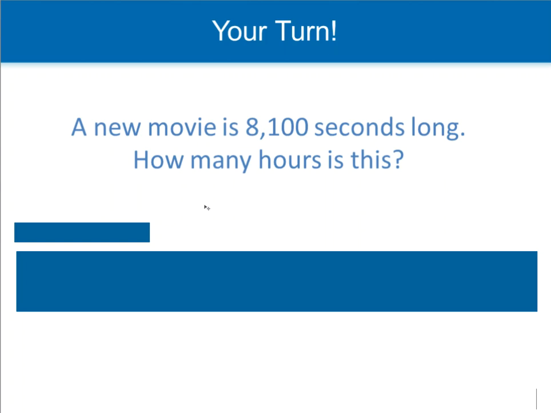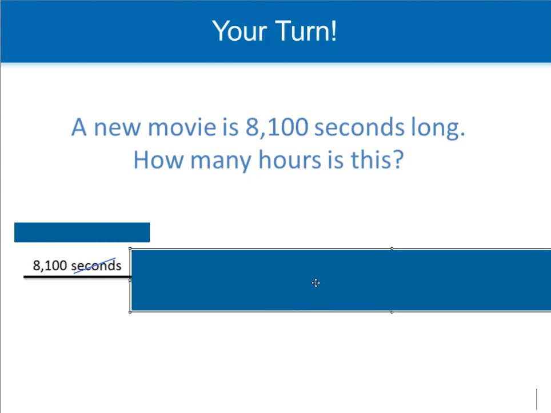All right, so now you've had a chance to pause the video and work the problem out for yourself. Let's take a look at the problem and see if you have the right answer. So we have a new movie that is 8,100 seconds long. How many hours is this? So I know we're starting with seconds. So my first fraction is going to be 8,100 seconds. And we need to convert it to hours.